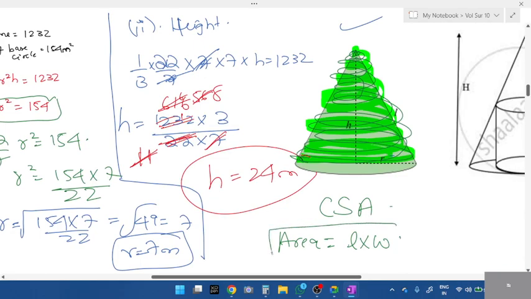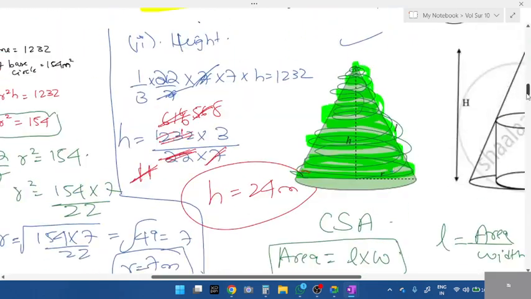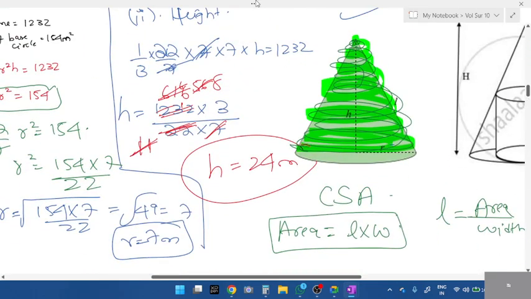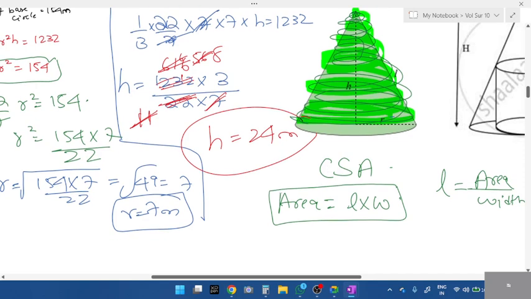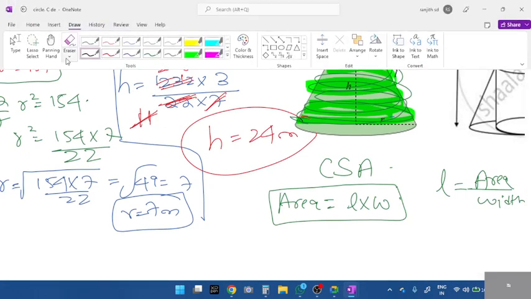If you use this formula, we'll get length value, students. What is length value? If you want to find L, what happens to W? Area divided by width. And what area are we talking about? Total surface area or curved surface area? All of you respond. Curved surface area. Yeah, write this formula.